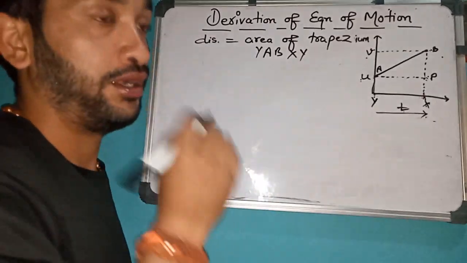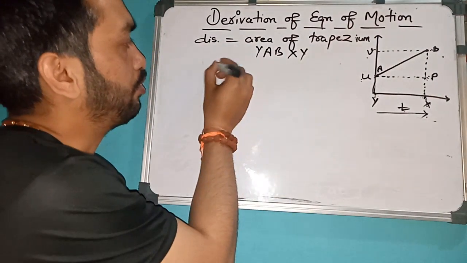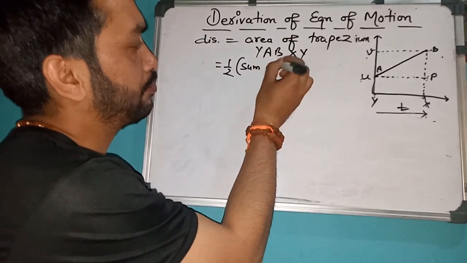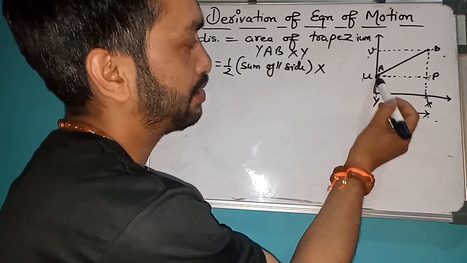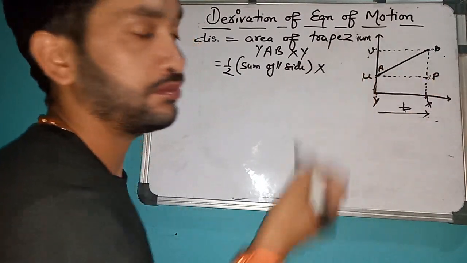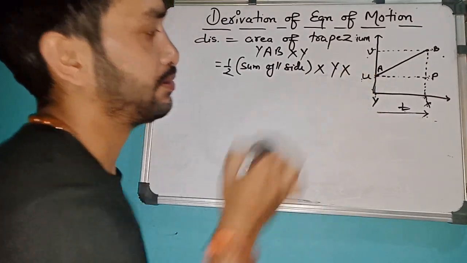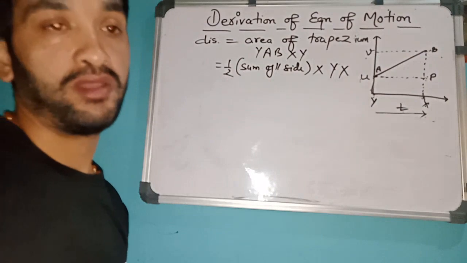And now let us go to the straight formula of trapezium, which is equal to half the sum of parallel sides into base. See, these are the parallel sides. What is the base? YX is the base there. So this is the formula for trapezium.